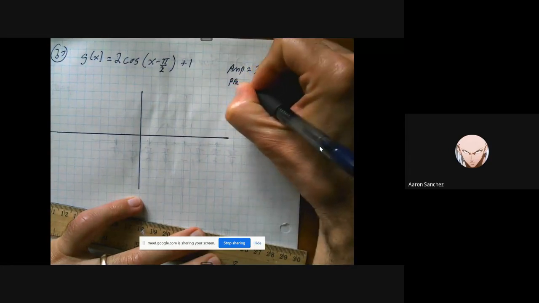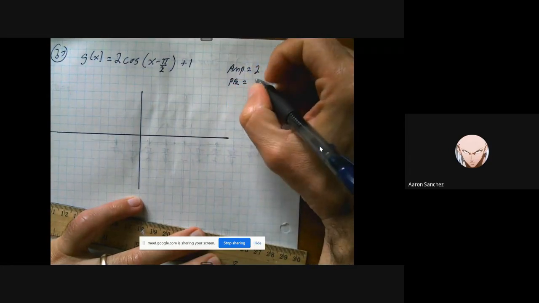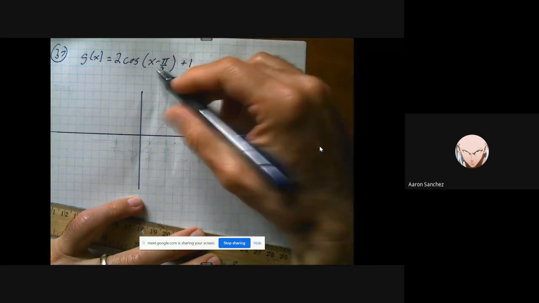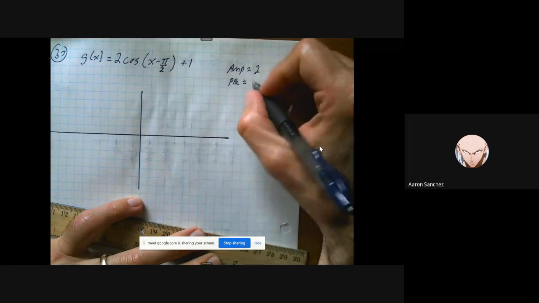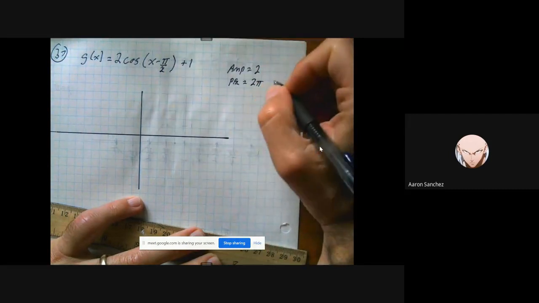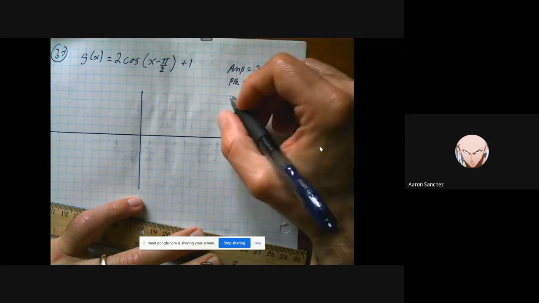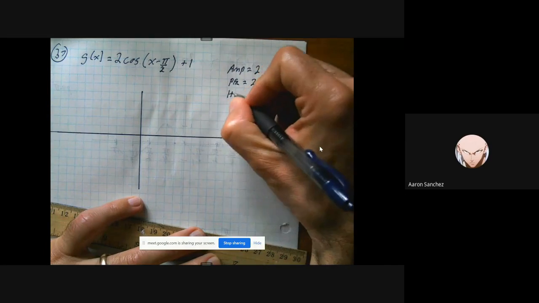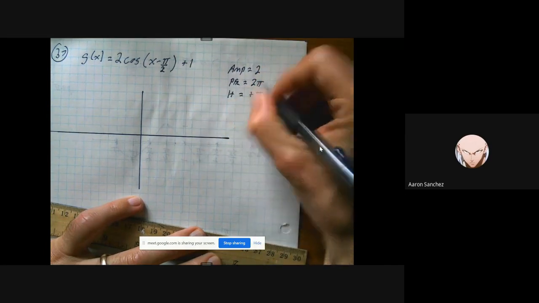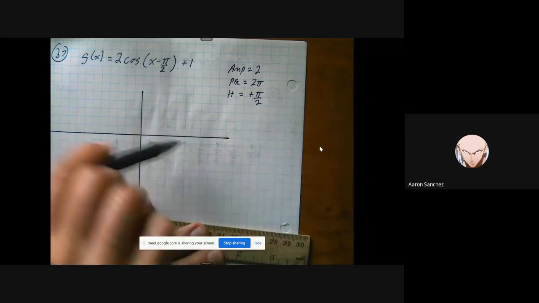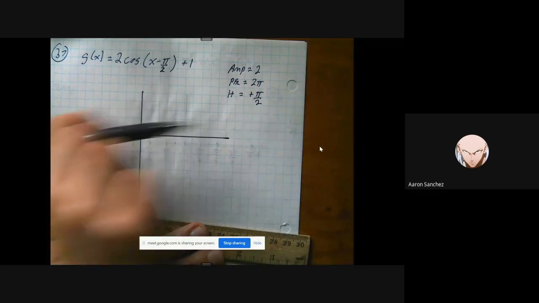Period is 2 pi over 1. There's nothing here multiplying, so we'll just say 2 pi. The horizontal shift is plus pi over 2. Because it's a negative, that means I go to the right this way, pi over 2.